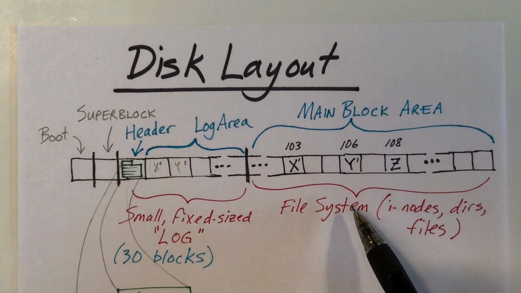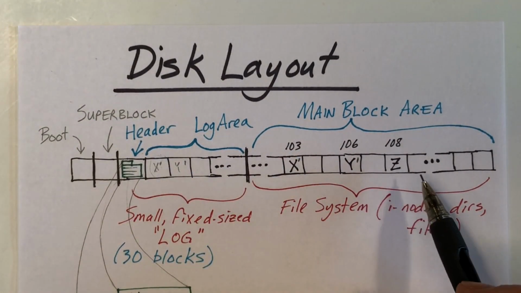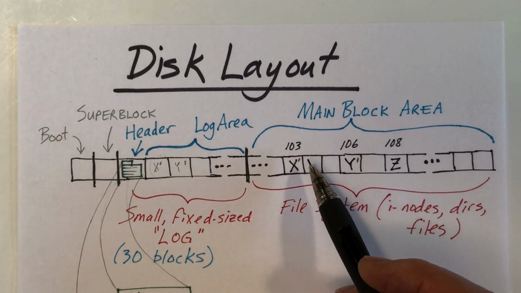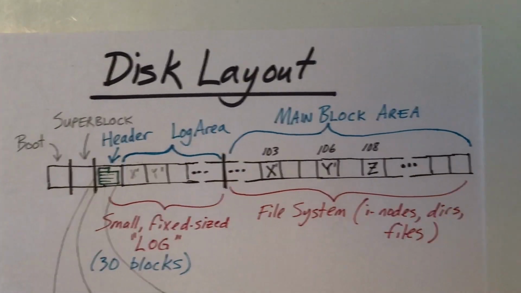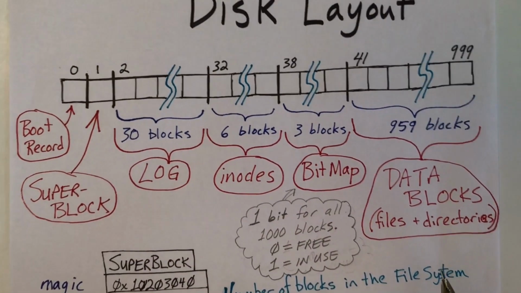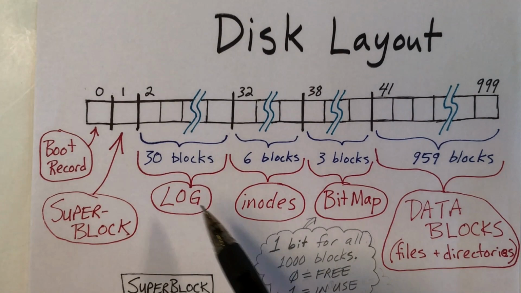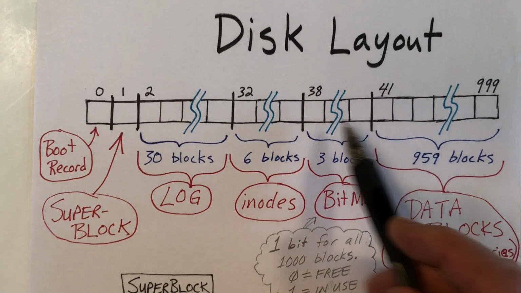Previously, when I talked about disk logging, I presented this schematic diagram for what the disk looks like. And I just had the main block area here. But now I want to present another view of the disk that is more accurate and more detailed. Let's go through this thing.